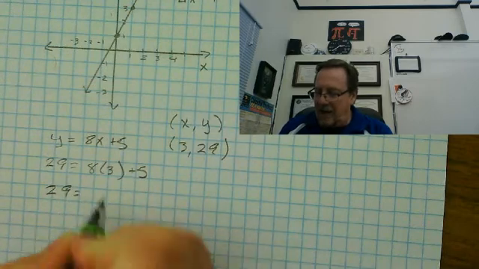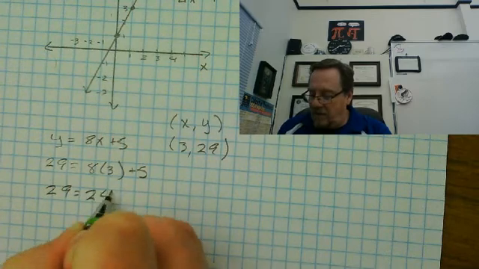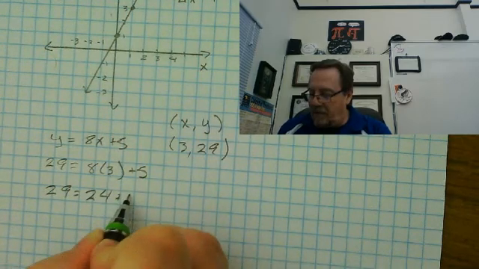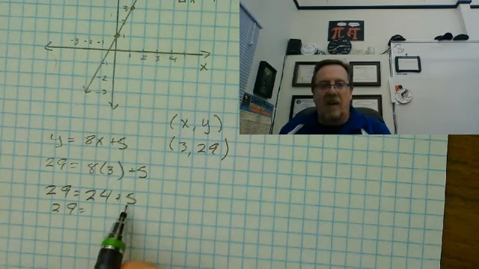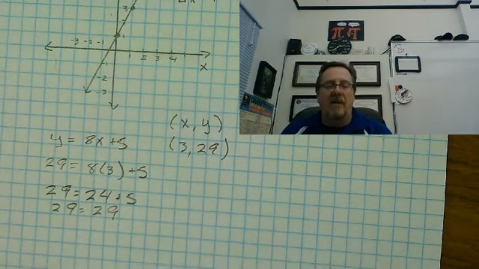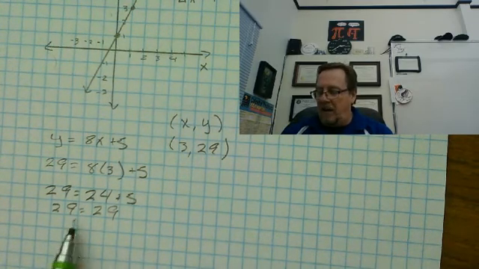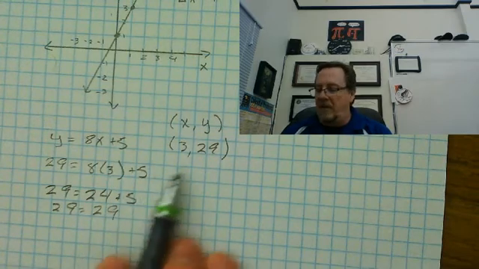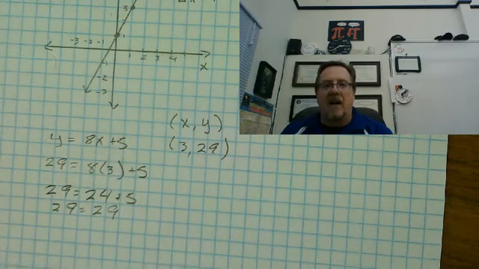Now let's do the math and see if it works out. Is 29 equal to 8 times 3, which is 24, plus 5 more? And is 29 then equal to 24 plus 5? Yeah, because if I take 24 plus 5, I get 29. So, when I plugged the point (3, 29) into the equation, it made it true. That means that the point (3, 29) does exist on the line y equals 8x plus 5.